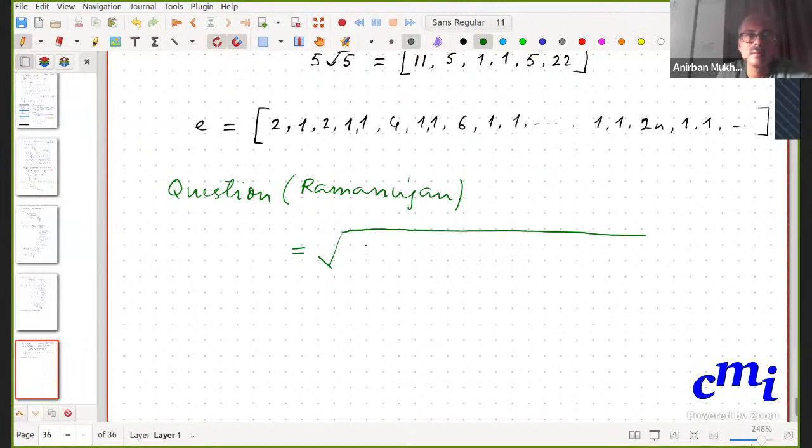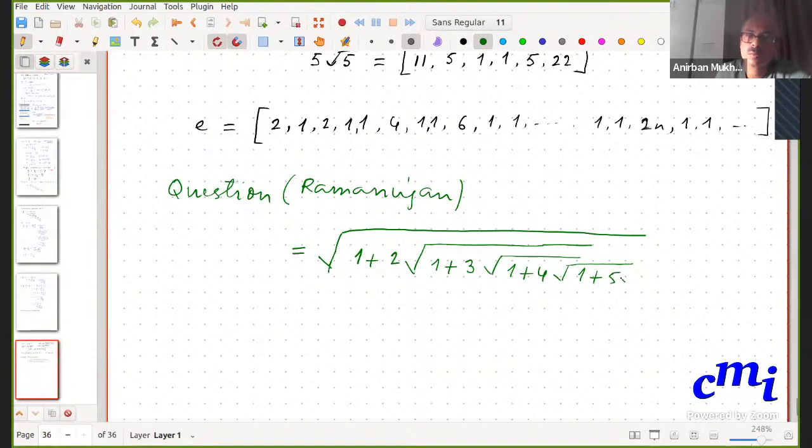So this is a nesting of square roots. So 1 plus 2 square root of, so it just goes like a continued fraction, but it is not. So 1 plus 3 square root, 1 plus 4. So all the numbers, square root of 1 plus 5 square root. It goes on like this. So infinite nesting of square roots and with this pattern.